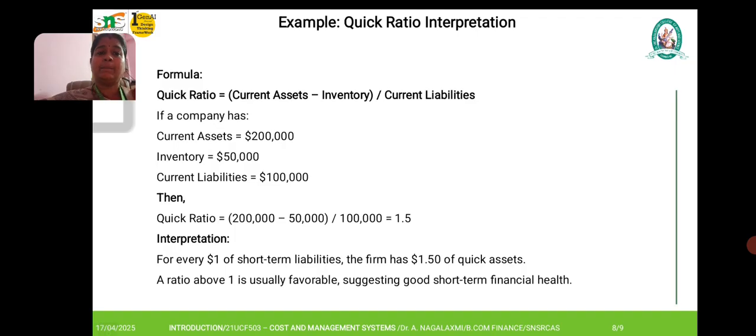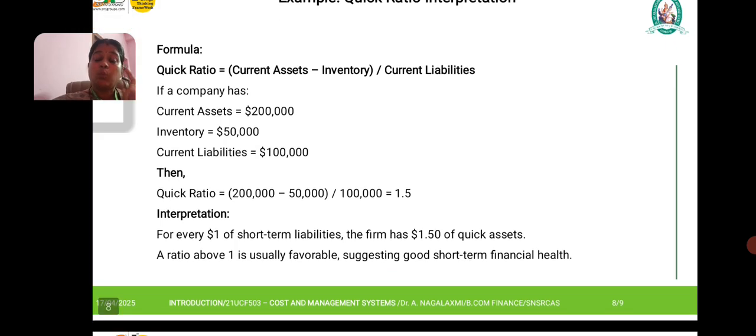Now there is an example of quick ratio interpretation. Quick ratio is equal to current assets minus inventory divided by current liabilities. If a company has current assets of 2 lakh rupees, inventory of 50,000 rupees and current liabilities of 1 lakh, what will be the quick ratio? We can apply the formula: current assets 2 lakhs minus inventory 50,000 divided by current liabilities 1 lakh. We will get 1.5. That is the interpretation.